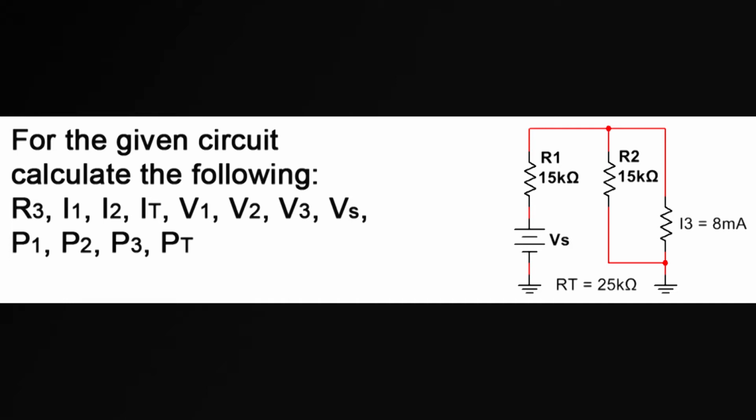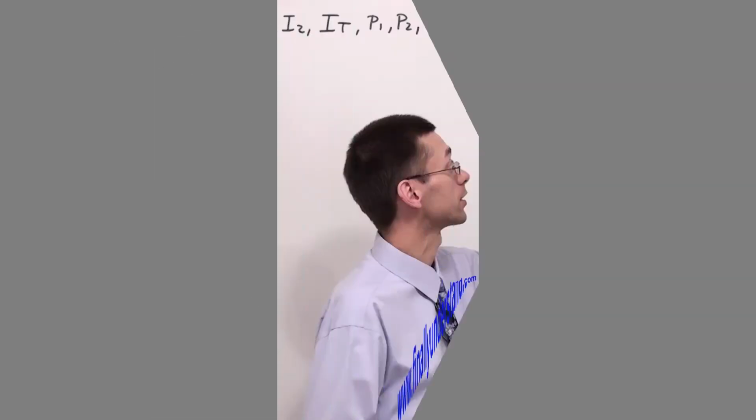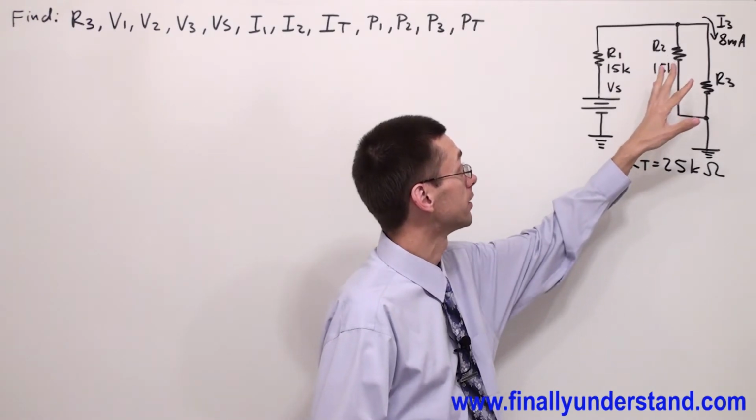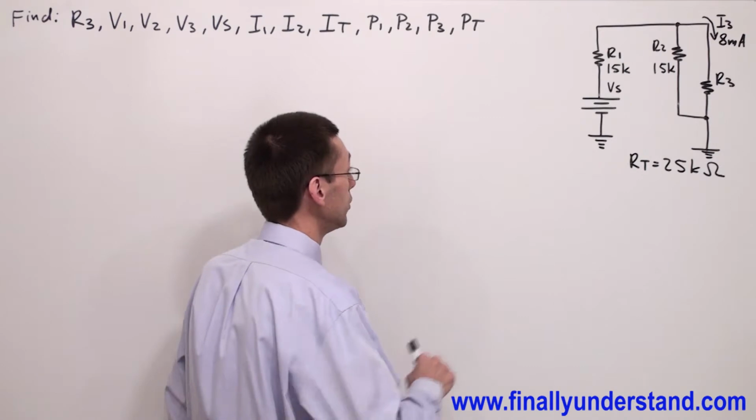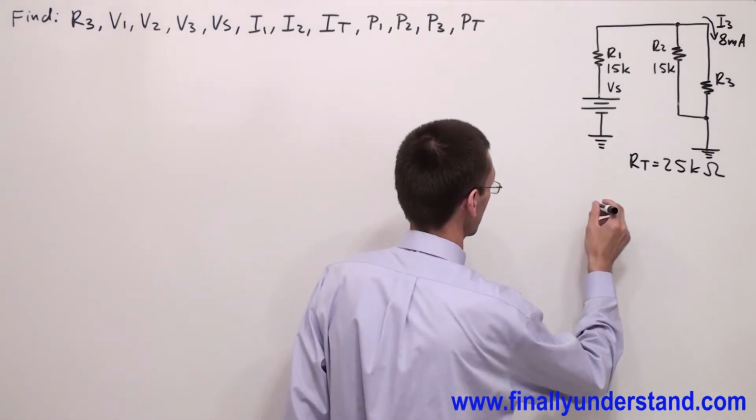We have another example on the board. This problem is a little bit different. Please notice that we have given R1 and we have given R2 and R3 is missing. R3 is in parallel with R2, okay, and we have just given current I3. So let me redraw the circuit first, okay.